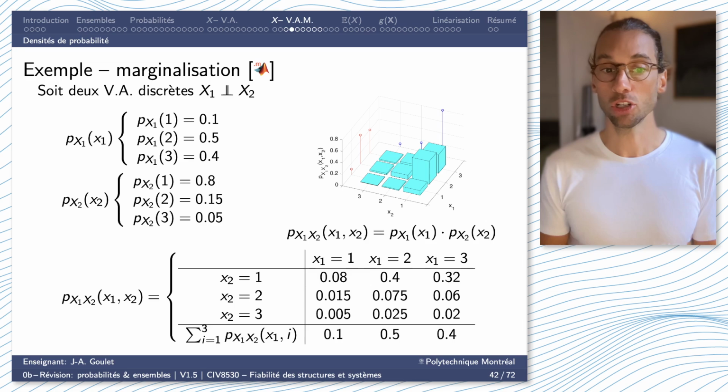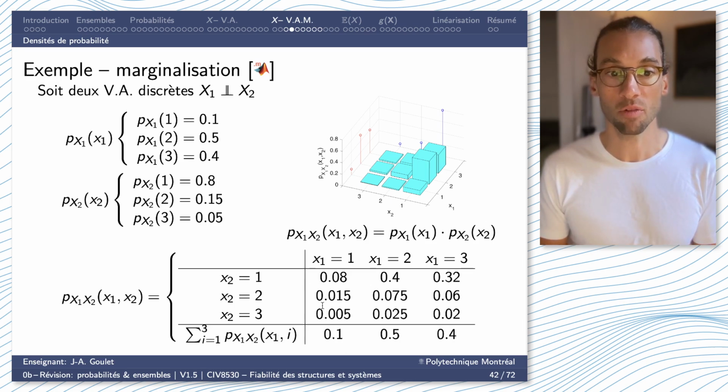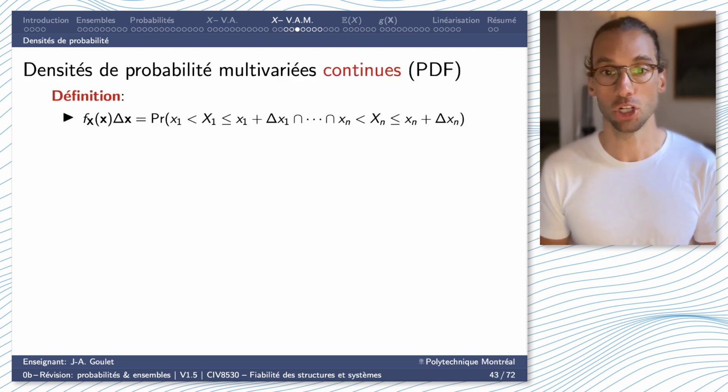If I want to marginalize, say I want to marginalize the effect of x2, I'm going to sum over all possible values of x2. So I'm summing here over a column. I'm going to retrieve 0.1, 0.5, 0.4, which does represent my marginal probability mass function for x1. So this is what marginalization does.